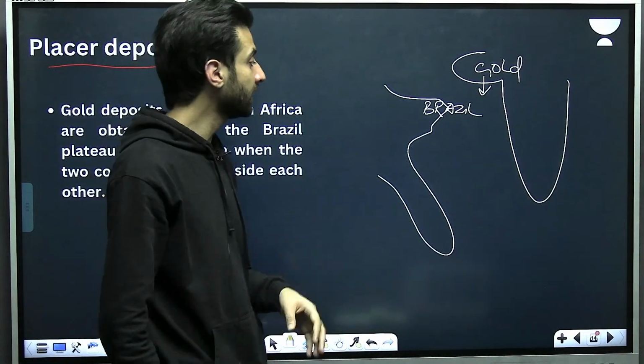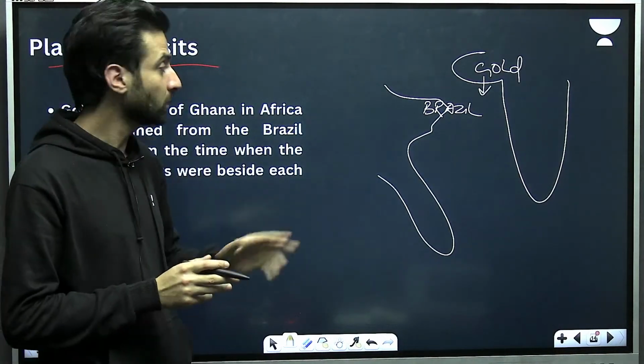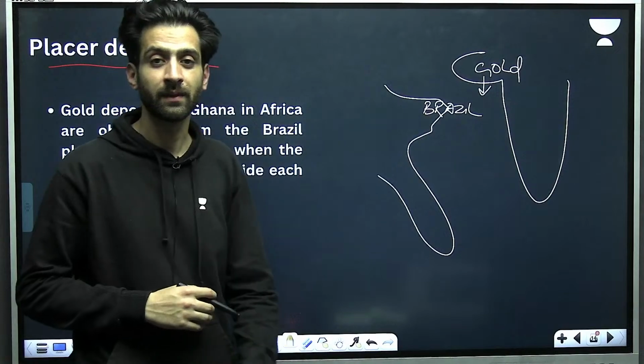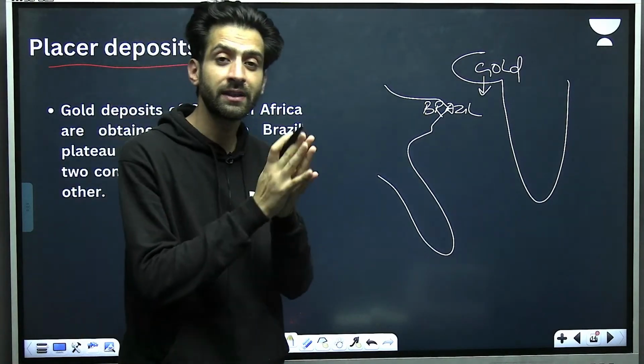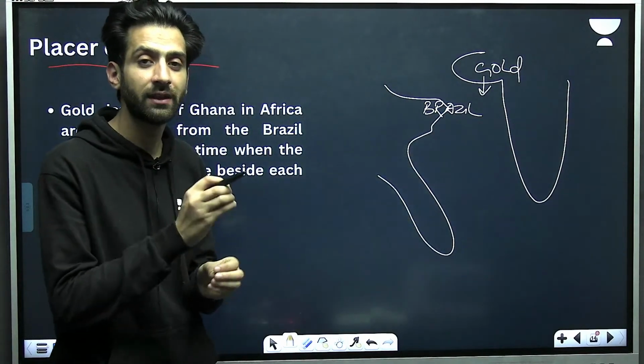Can you find the link here? There is an Atlantic Ocean between the two. So how is it possible that you find the rocks here and the gold in Ghana? That means these continents were together once. This is another evidence of the continental drift.